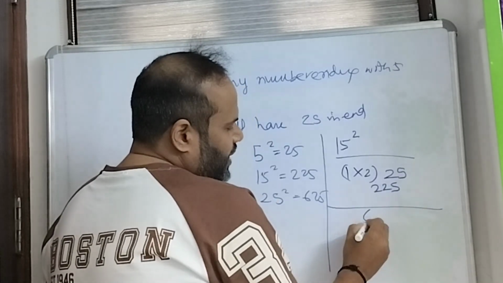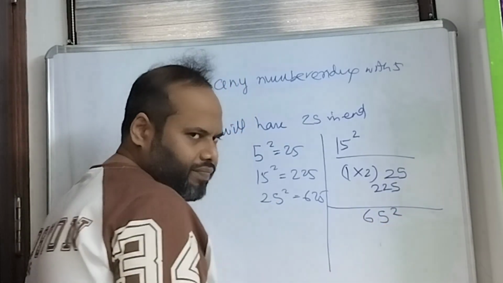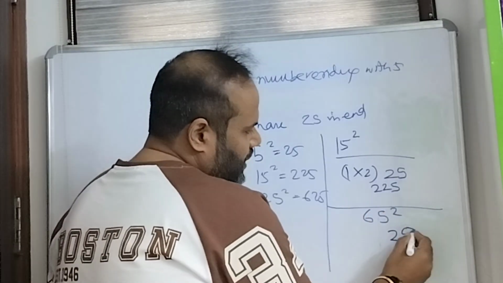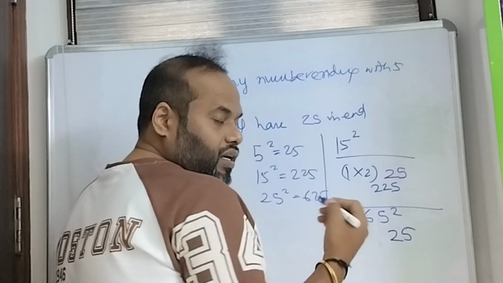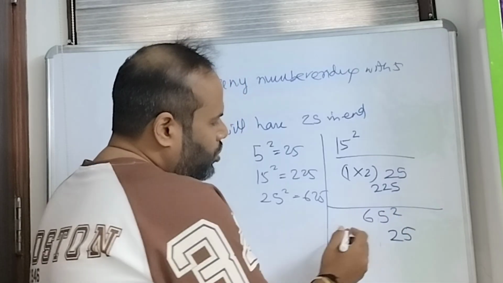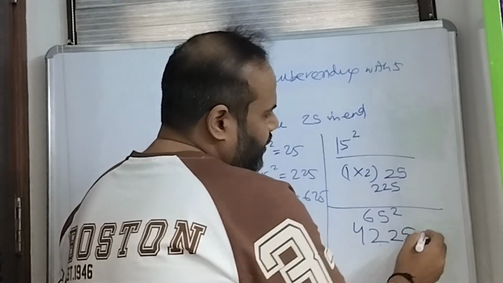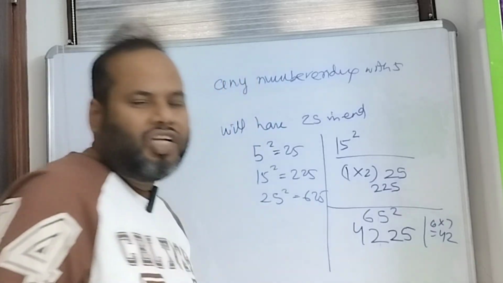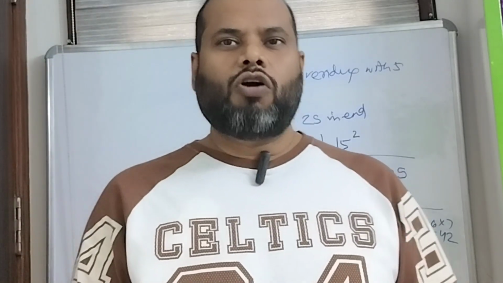Or let's say we have to find 65 square. So straight away, 5 square is 25. 6, the number which is bigger than 6 is 7. 6 into 7 is 42. So it will become 4225. So this is the shortest method, the smartest method of finding out squares.